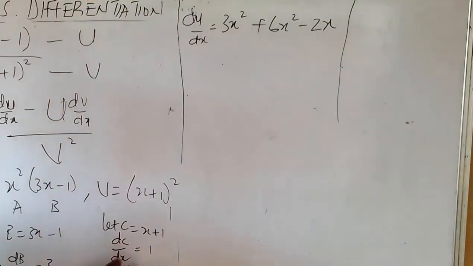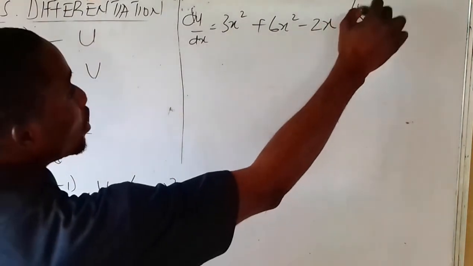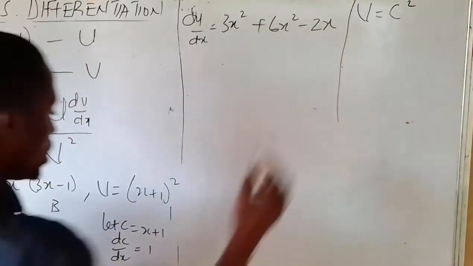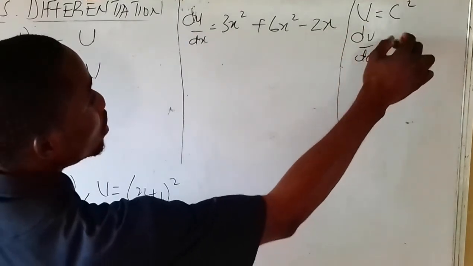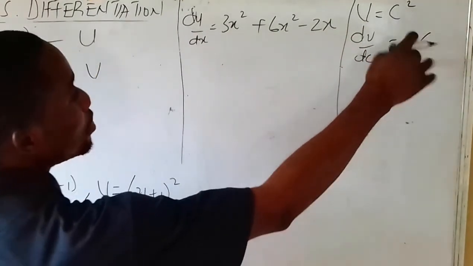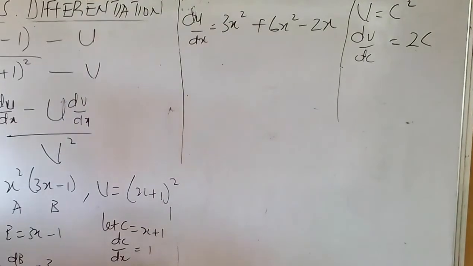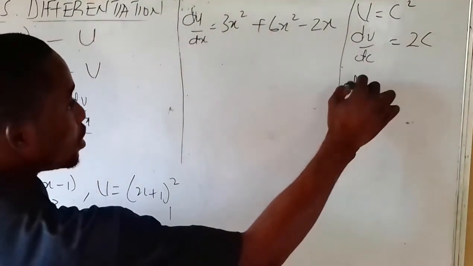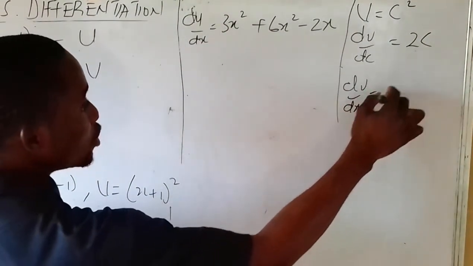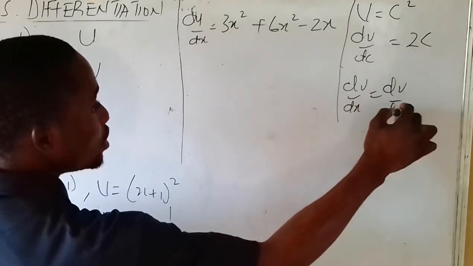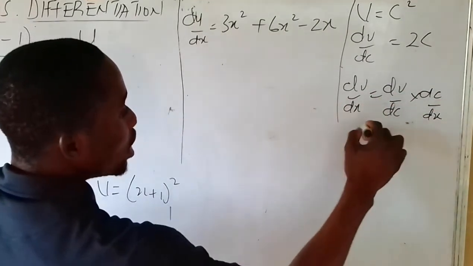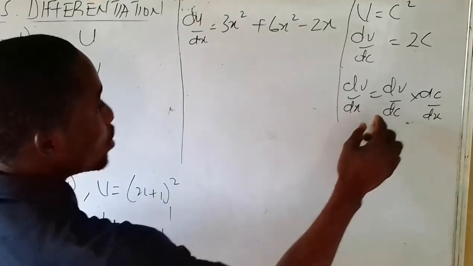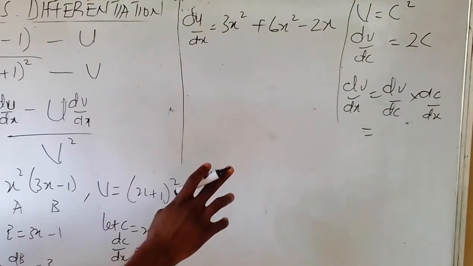From there, since c is equal to x plus 1, then v is going to be c squared. We now imply that dv/dc is equal to 2c, that's 2 times c raised to 2 minus 1 in that case. Finally, dv/dx is going to be dv/dc times dc/dx.